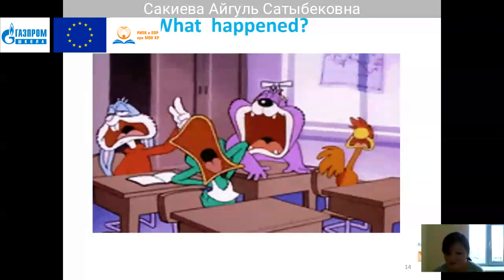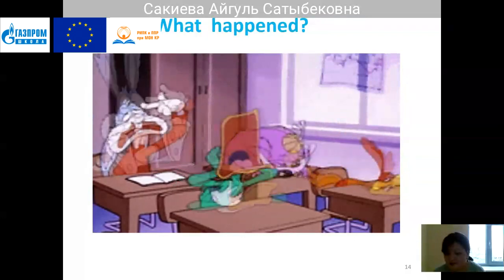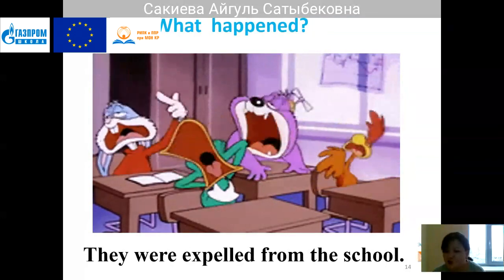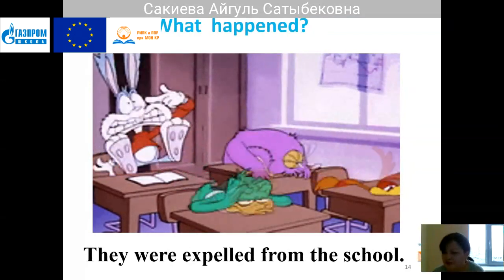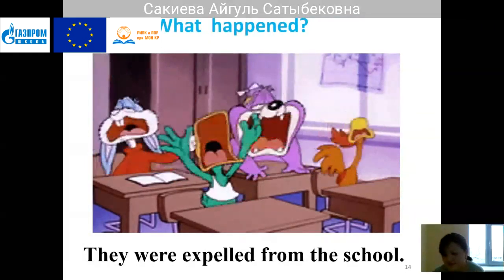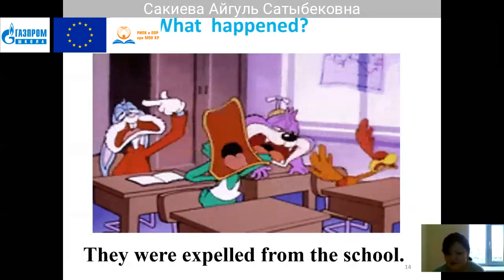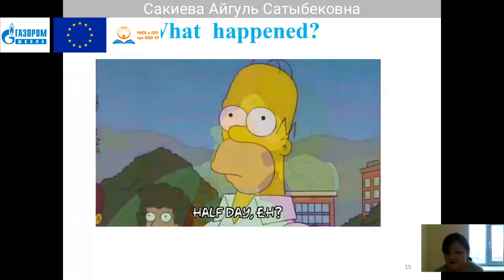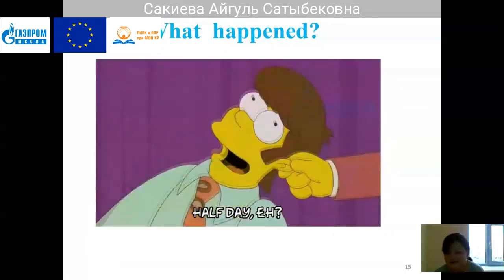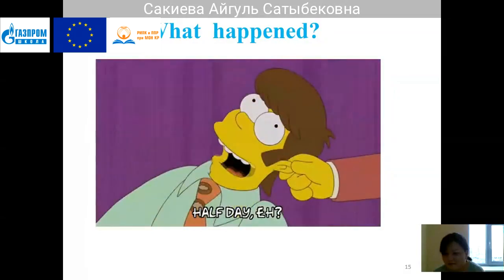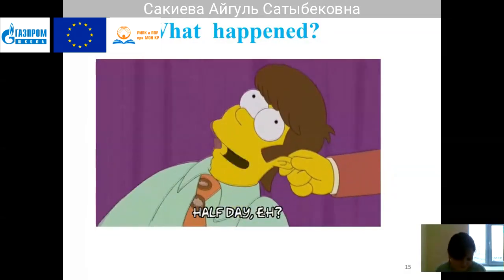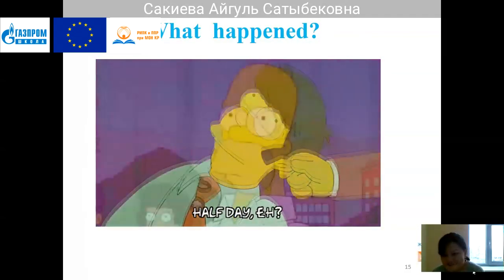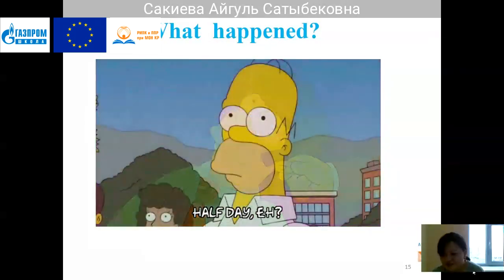What happened? They are crying, yes? What has happened? They were expelled from school. Yes, they were expelled from school for bad behavior or for cheating in exam. Yes. Okay. Now, the next one. What happened? Guys, are you here? Simpson? Yes, this is Simpson family, but can you tell me? Yes, he cheated in exam.